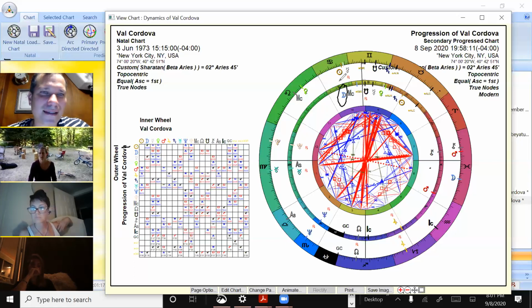Combust. It's combust. Yeah, Mercury is combust. That's what it's called, combust, because it's so close to the sun, within 1 degree of the sun.